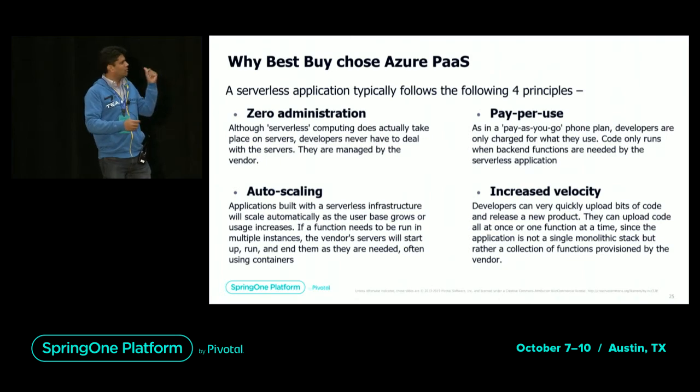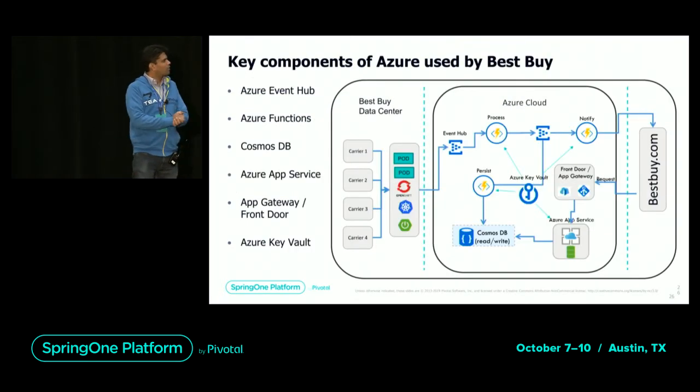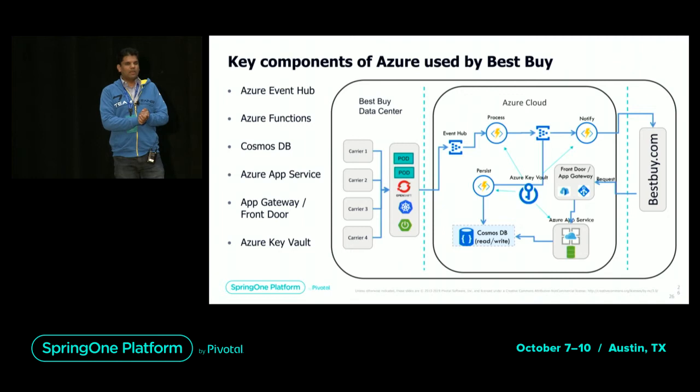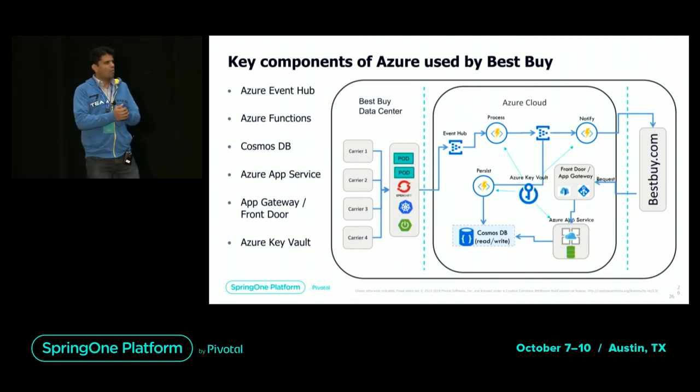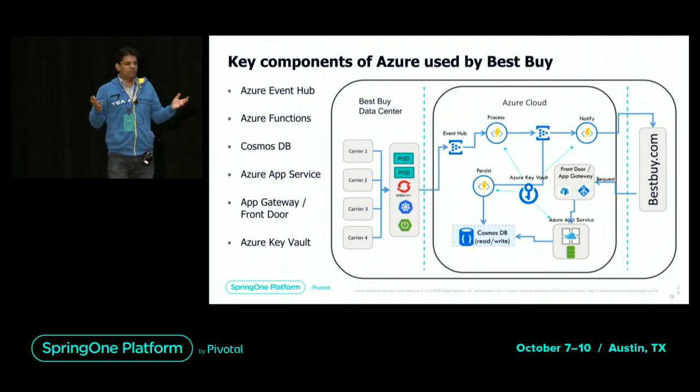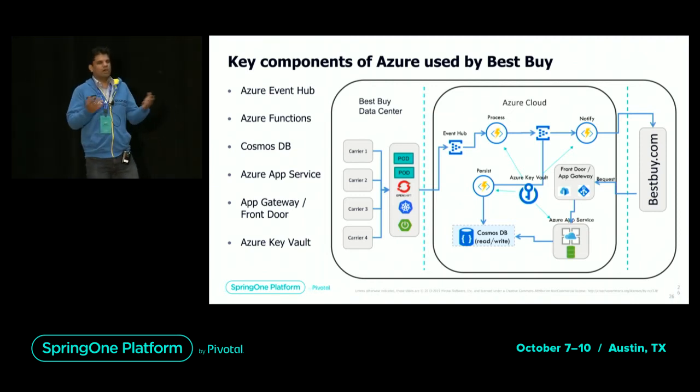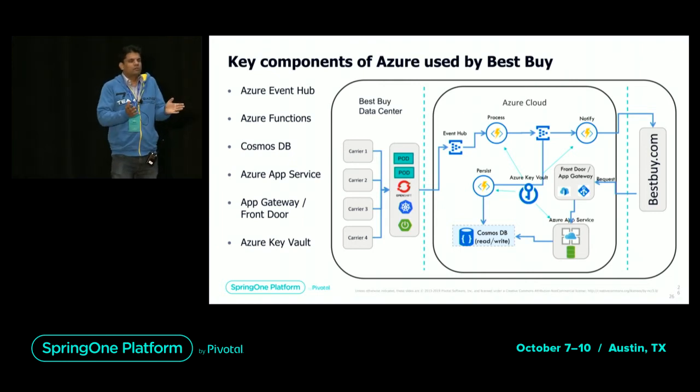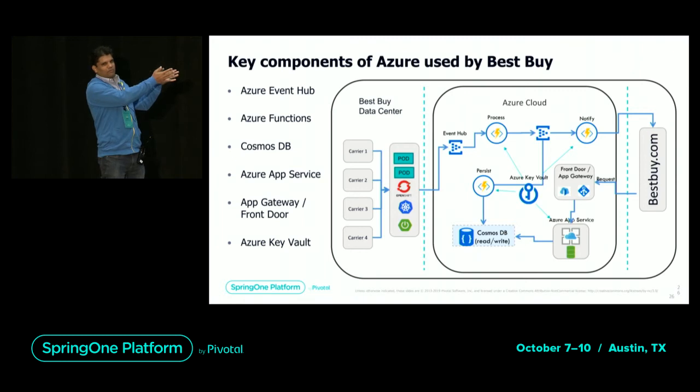So let's quickly go to the next one, which is how Best Buy uses Spring and Azure. Why do we use Azure? We talked about the 4 things there. Why do we use Spring? It's easy. Everybody in Best Buy knows Java or Spring. We don't need any additional skills. What we did, I just simplified one of the application architectures here. It's a lot bigger than this. It took me a lot of time to simplify.